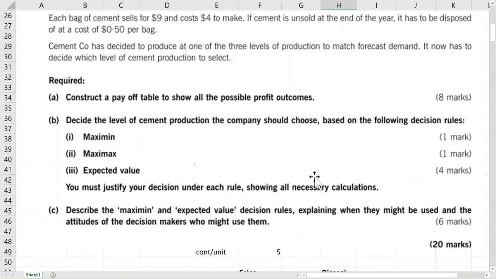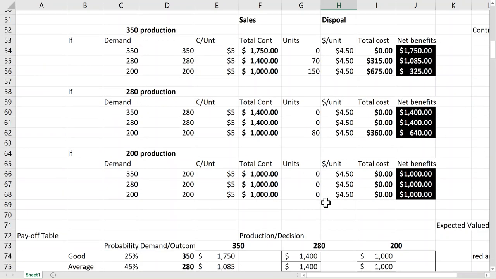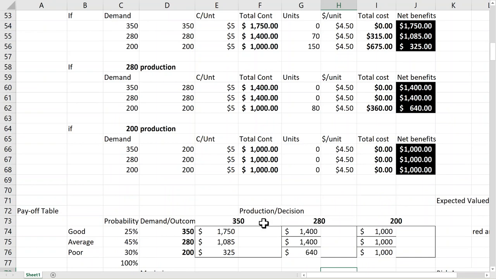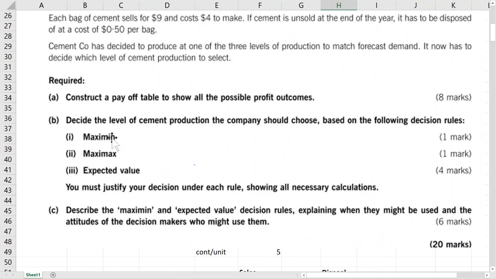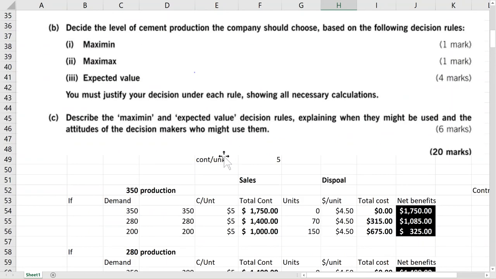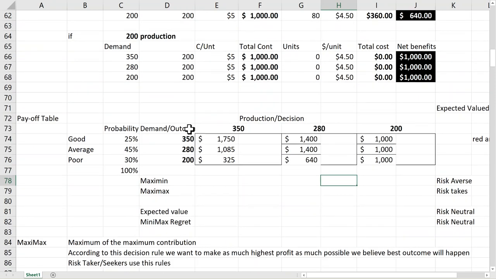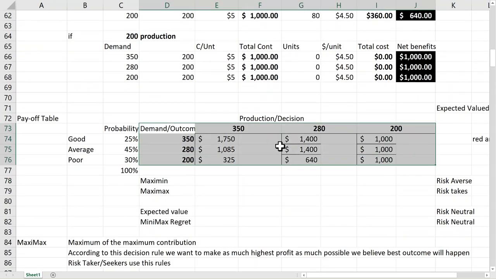Next, decide the level of cement production that the company should choose based on the following decision rules. Now, it doesn't give us any decision. It only gives us decisions and their outcomes. It doesn't tell us what to do. The next, remember, Maximin and Minimax cannot be decided if you haven't made the payoff table. So the payoff table is made, and after that we will be able to answer those points.